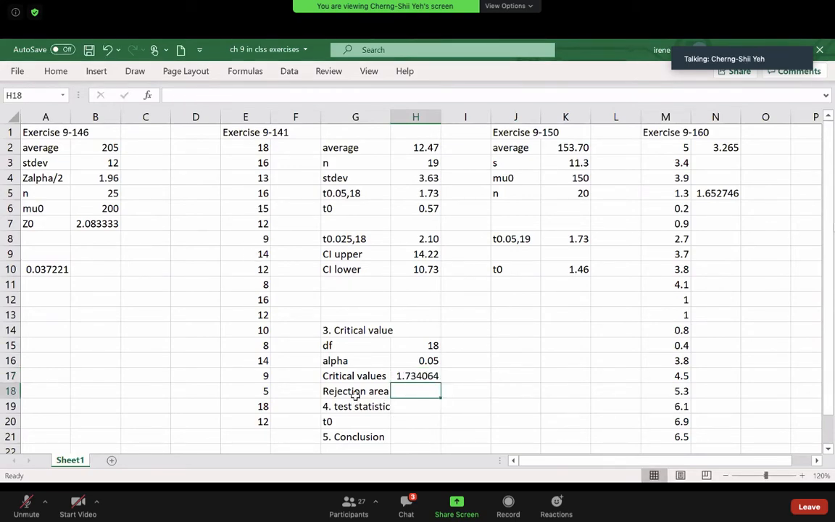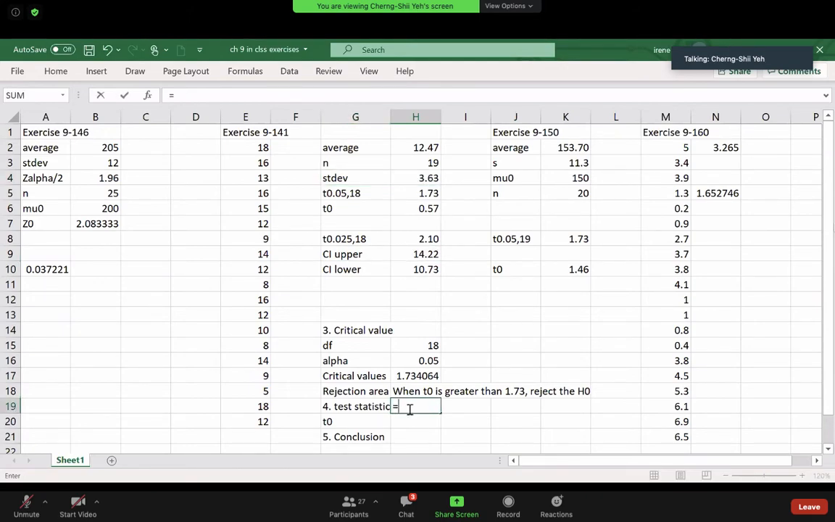So what is my rejection criteria? When are we going to reject it? When my t statistic is greater than 1.73, positive 1.73, we will reject the null hypothesis. Okay? That's my rejection criteria. Let's go down to step 4. Step 4 is where we derive the test statistic using our sample information. Okay, I already derived the sample average and the sample standard deviation. We're going to need that in this step.